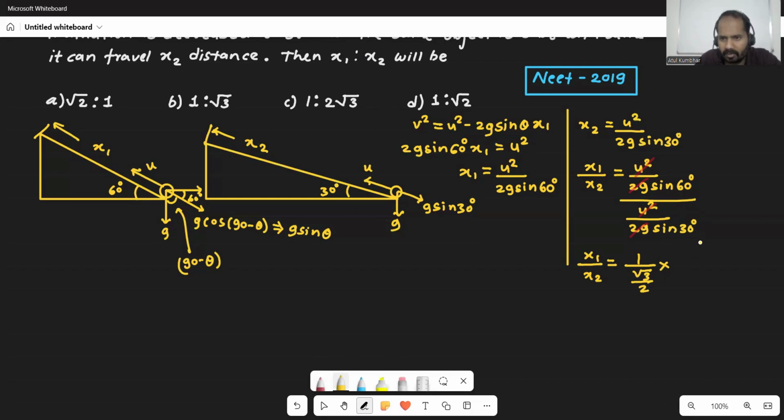As it is in the inverse, you'll get sine 30 by 1. Now sine 30 is 1 by 2. If you rearrange it again, you'll get 1 by 2 into the inverse of root 3 by 2. Just do a cross multiplication, you'll get 2 by root 3. Here again 2 will get cancelled, so your answer will be 1 upon root 3.